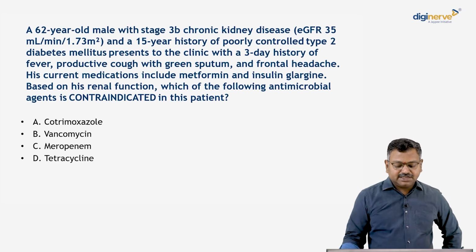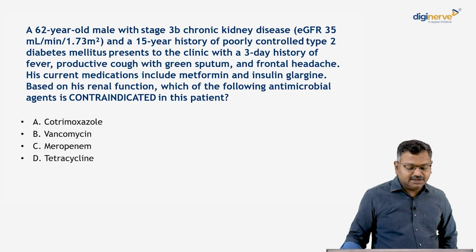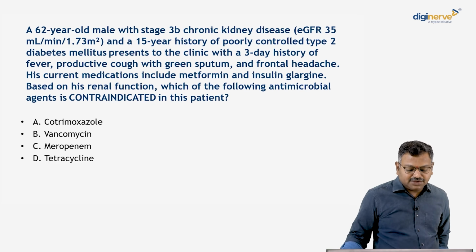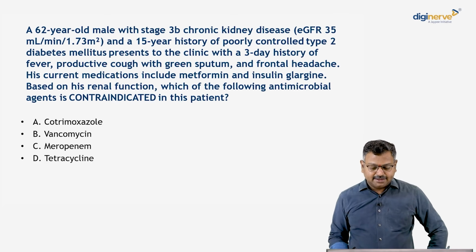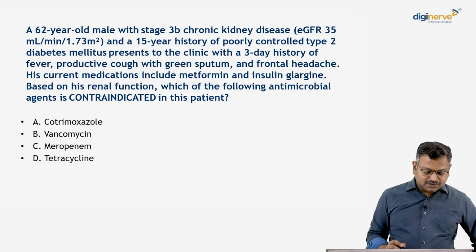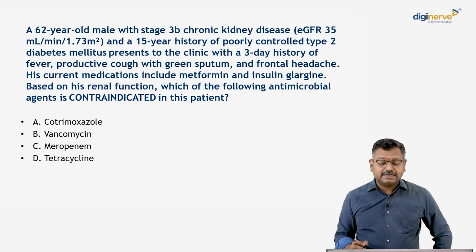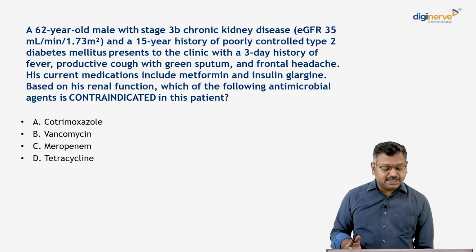A 62-year-old with stage 3B chronic kidney disease, eGFR 35, a 15-year history of type 2 diabetes, and a 3-day history of fever, productive cough with green sputum, and frontal headache. He is on metformin and glargine. Based on the renal function, which of these antimicrobials is contraindicated? Is it cotrimoxazole, vancomycin, meropenem or tetracycline? So there is an infection that you see there.